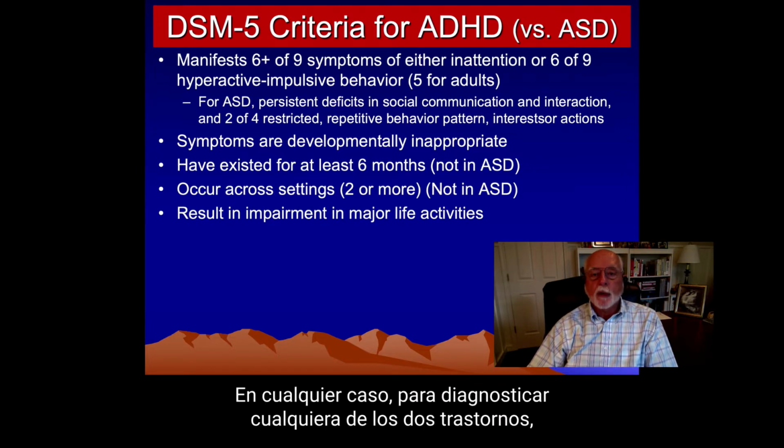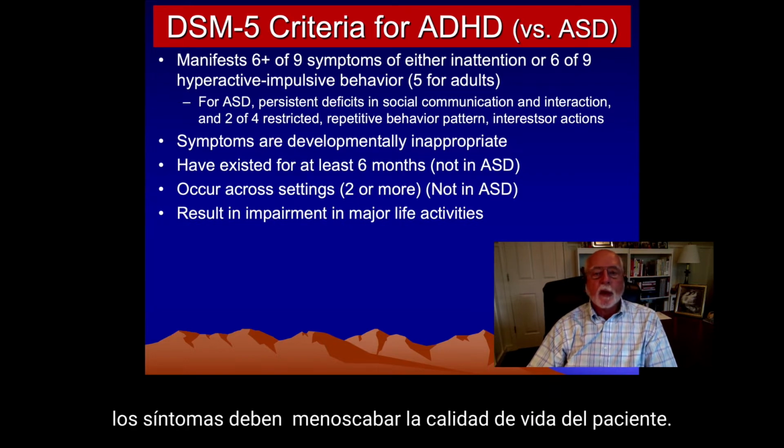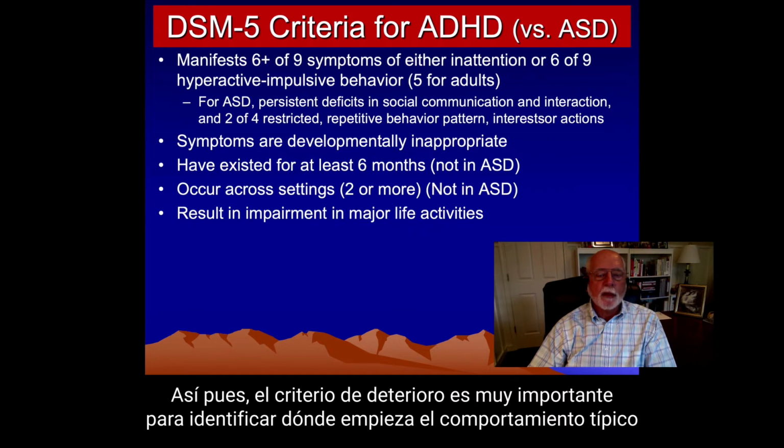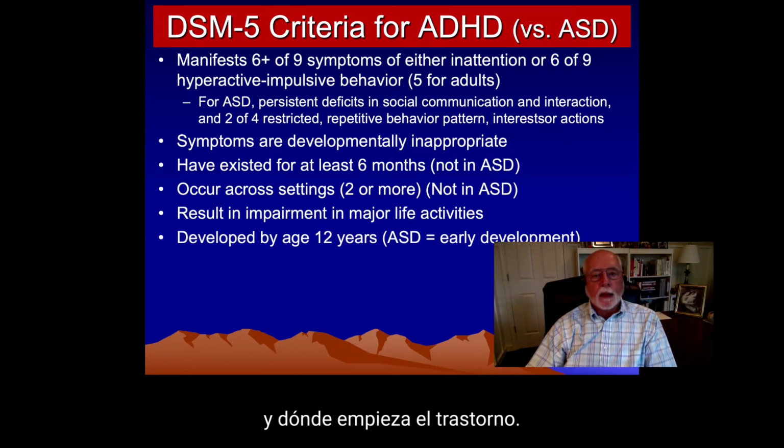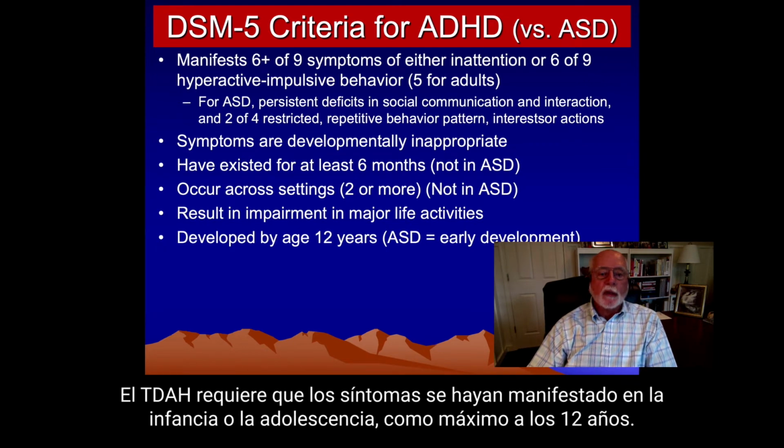Now, that said, both disorders are diagnosed with the requirement that there be impairment in major life activities that result from these symptoms. So the criterion of impairment is very important in identifying where a disorder begins and where typical behavior may leave off. Now, in ADHD, the requirement is that the symptoms have developed in childhood or adolescence, sometime before or by 12 years of age.